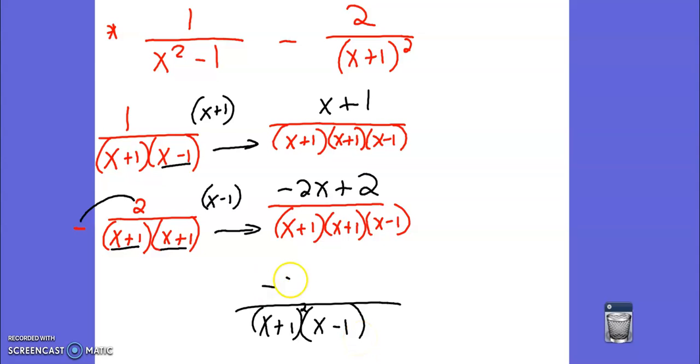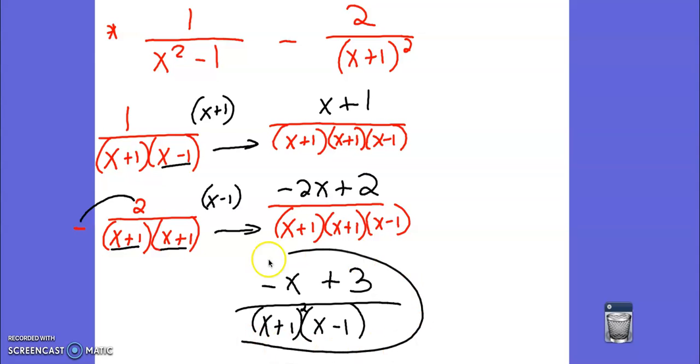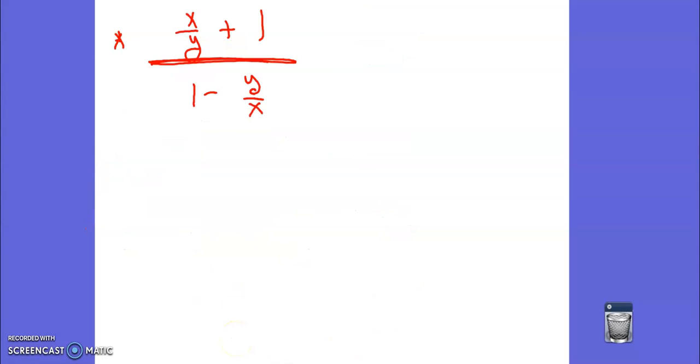And then you're just going to combine those together to get to your final answer. And simple mistake there. This should be 3. 2 plus 1 is usually 3. So yeah, this would be your final answer to be able to add those fractions together.